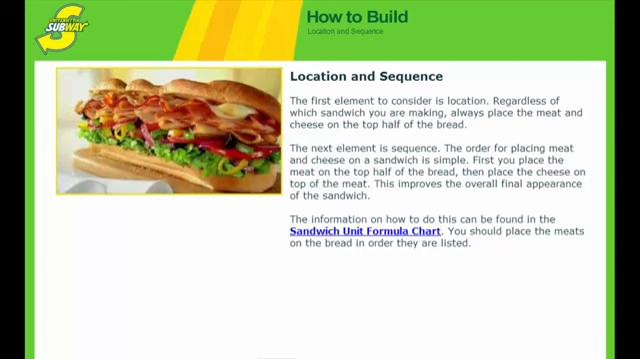The next element is sequence. The order for placing meat and cheese on a sandwich is simple. First you place the meat on the top half of the bread, then place the cheese on top of the meat. This improves the overall final appearance of the sandwich. The information on how to do this can be found in the sandwich unit formula chart. You should place the meats on the bread in the order they are listed.